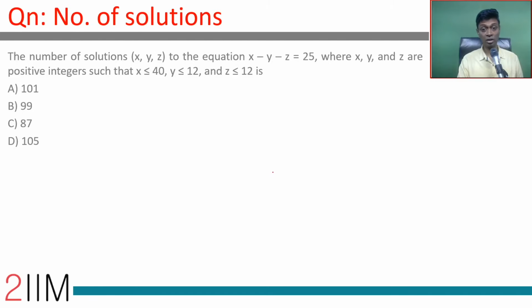The number of solutions x, y, z to the equation x minus y minus z equal to 25.